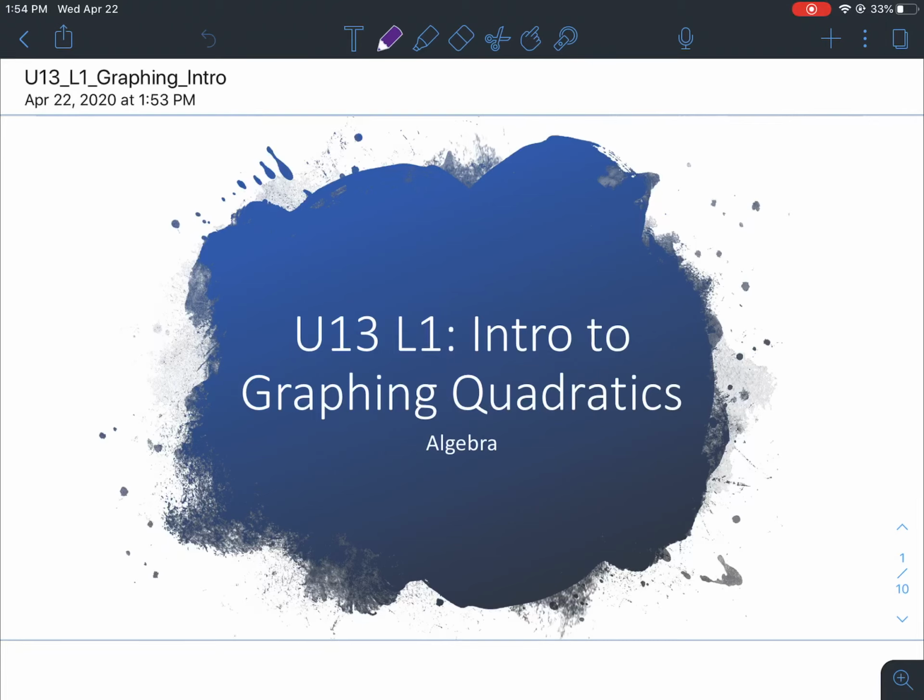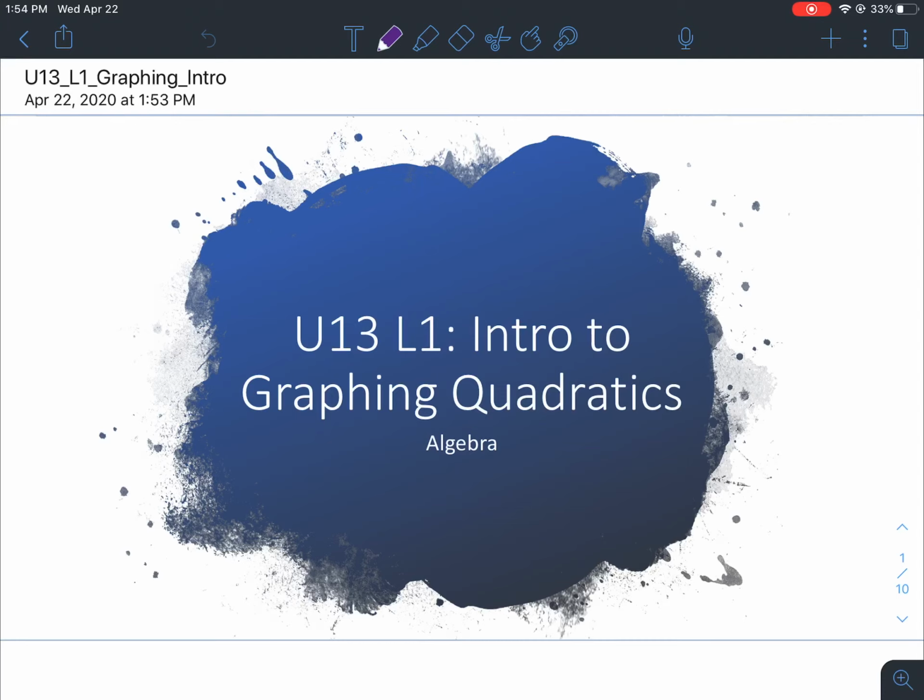Hey everyone, welcome to Unit 13, Lesson 1, Intro to Graphing Quadratics. So in Unit 12, we learned how to solve quadratics, whether that was by taking square roots, factoring, quadratic formula, something like that. So quadratics are any type of equation in which we have an x squared term in there.